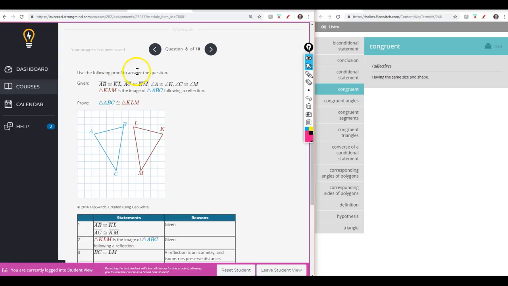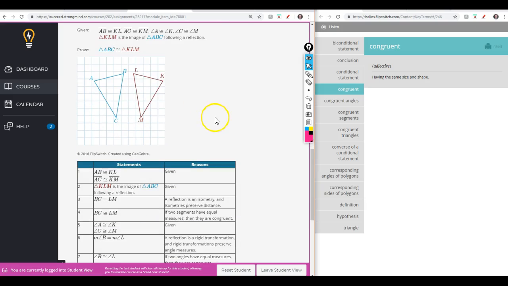Question 8, use the following proof to answer the question. Given segment AB is congruent to segment KL, segment AC is congruent to segment KM, angle A is congruent to angle K, and angle C is congruent to angle M. Triangle KLM is the image of triangle ABC following a reflection. Prove that triangle ABC is congruent to triangle KLM.